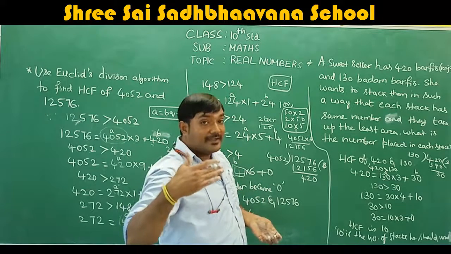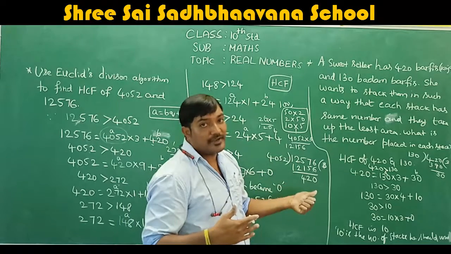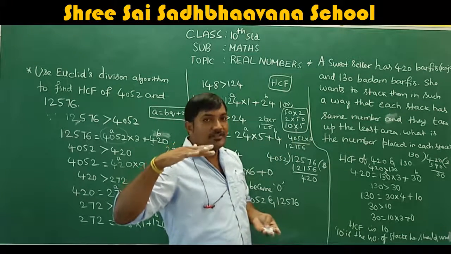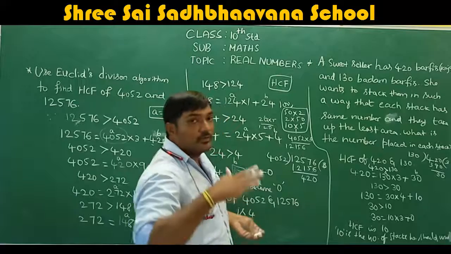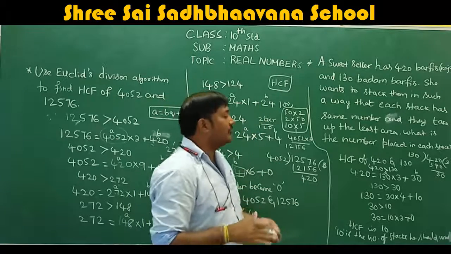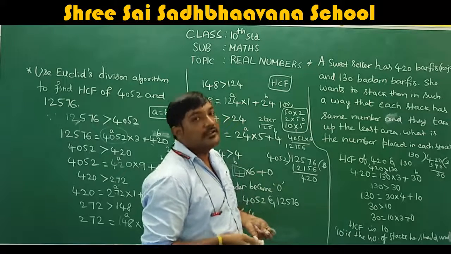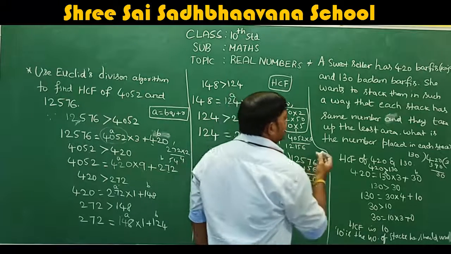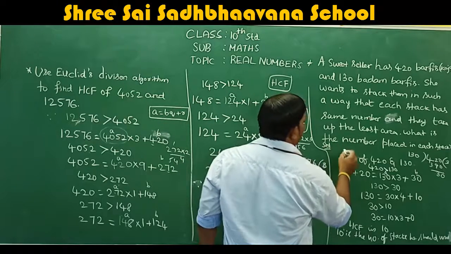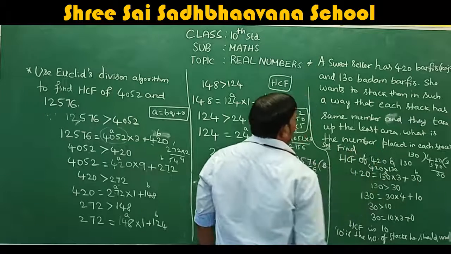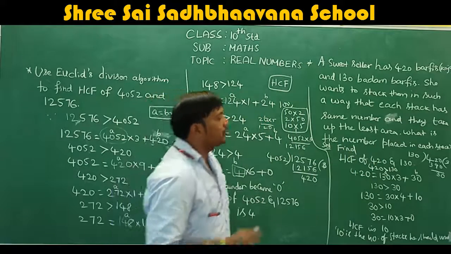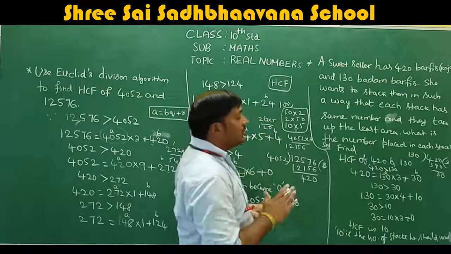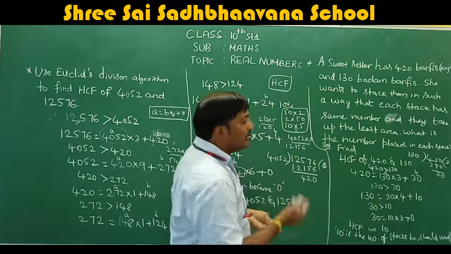So if you find the common factor here, we got the answer as 10. So in 10 stacks, you can put an equal number of burpees and you can store. So it will take less area also. So what we did to get this answer: to get the answer, find the HCF of 420 and 130. So how to find?